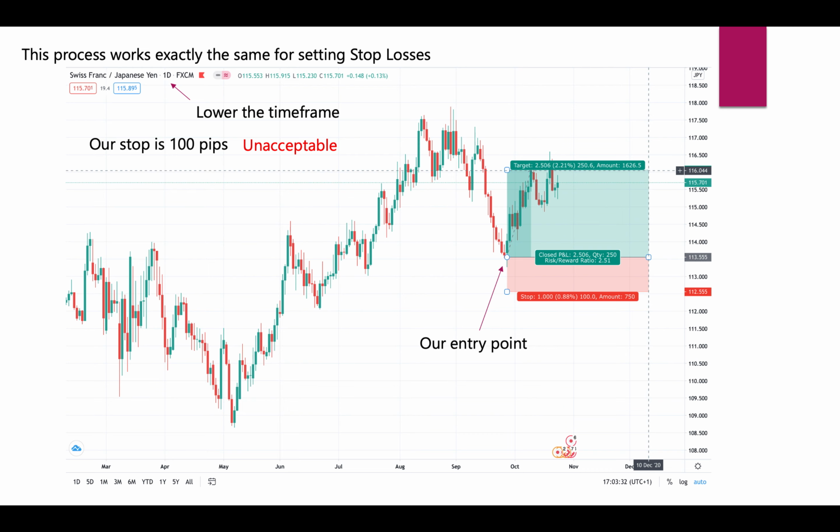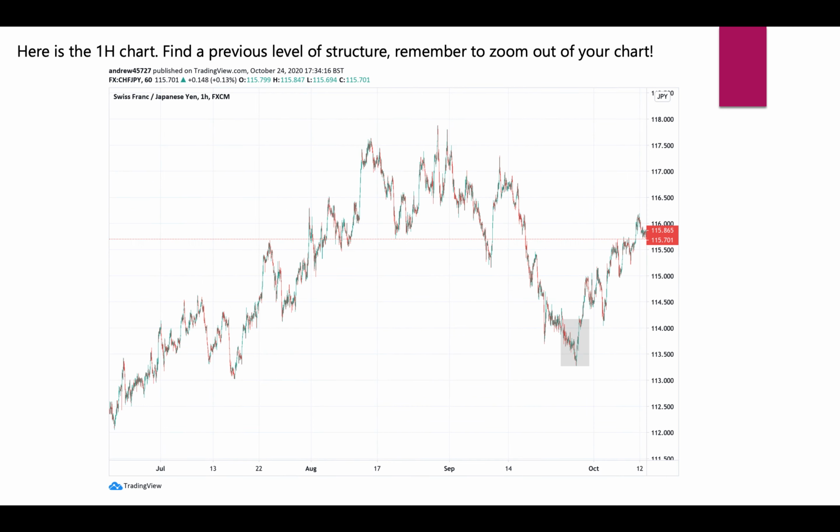So what we're going to do is lower the time frame. Here's the 1 hour chart, and this is our entry point here. In a stop loss, what you want to do is find a prior level of structure, which is this level here. We want to set our stop just underneath this level of structure, because if it revisits a prior level of structure, we know the momentum has swung. We want it to get us out of the trade.